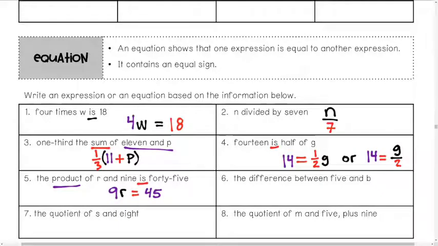Number 6, the difference between 5 and b. So difference is subtraction, and the order matters, which it looks maybe I skipped to number 7. I must have skipped number 6. So the quotient of s and 8, and then we have here the quotient of m and 5 plus 9. So we say the quotient of m and 5, that means m divided by 5, and then we're going to add 9 to that. So it looks like number 6 is a bonus.